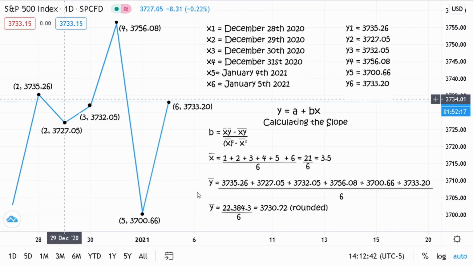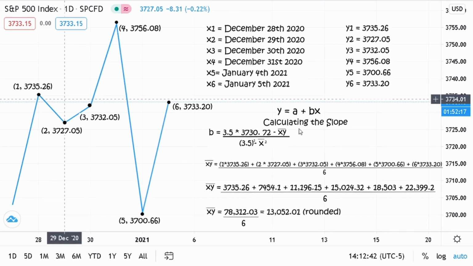The mean of y is also fairly simple, but a little more complicated because we're not looking at independent variables. We're now looking at the dependent variables. So we're going to add all the closing prices here from December 28, 2020 to January 5th, 2021. And then we're going to divide by 6 because once again, we're looking at 6 variables. This will equal $3,730.72, and this will be the mean of y.